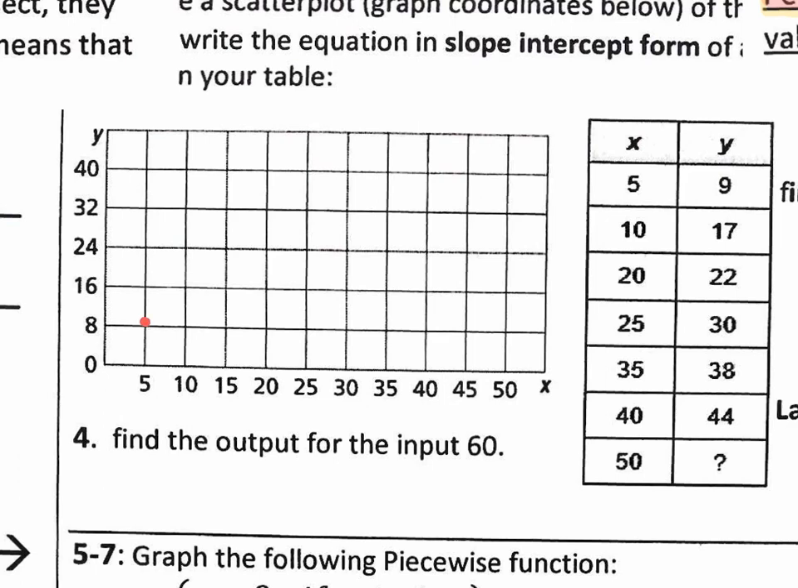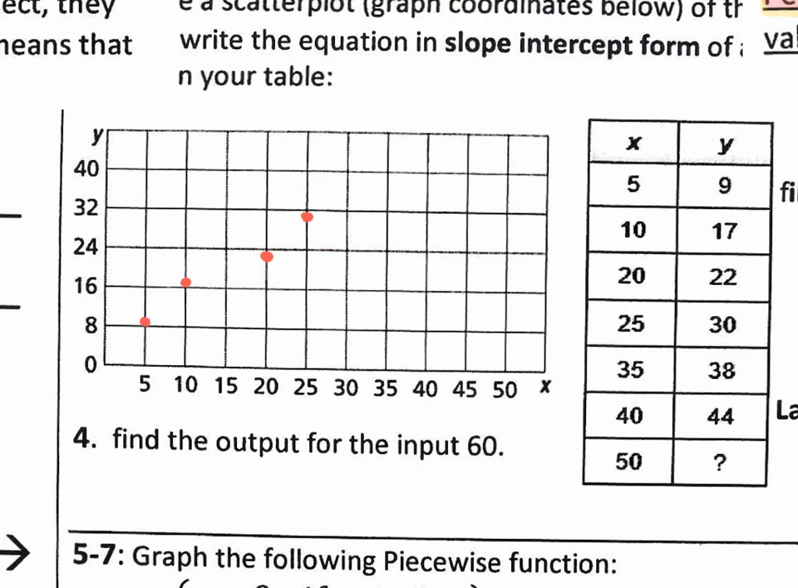And then the next one, 10, 17. 10 on the x, 17 is a little bit more than 16. So you can't put it right at 16. It just has to be slightly above 16. Moving on to 20, 22. So 20, not 15, 20, and then 22. 22 is almost to 24, not quite 24, almost to 24. So let's put a dot right there, almost at 24. Then we're going to move on to 25, 30. 25 on the x, 30 on the y is almost to 32. So put it right below 32.